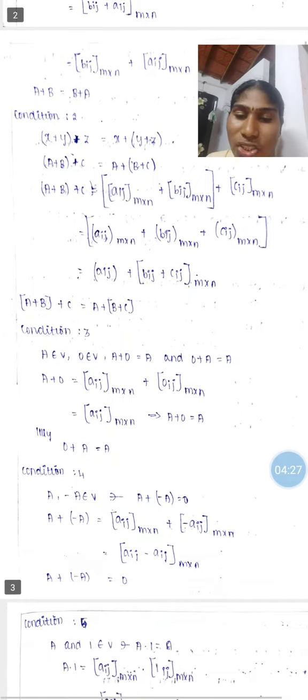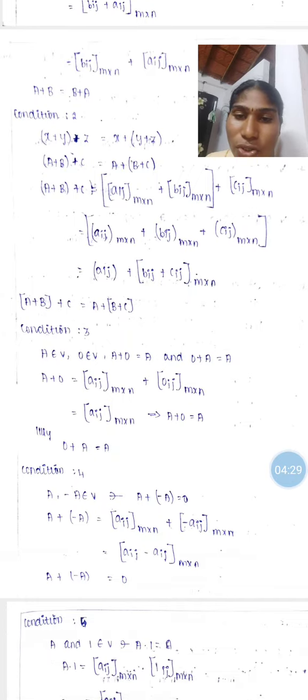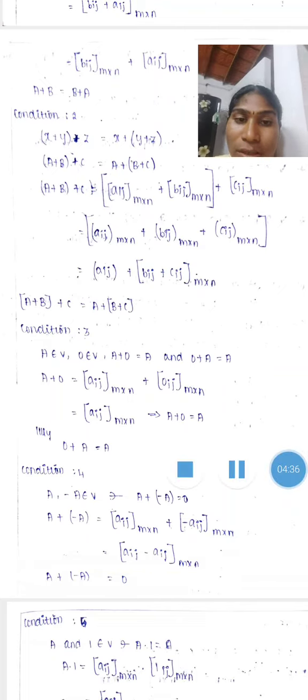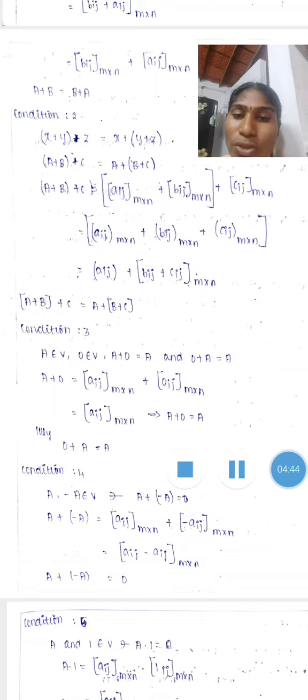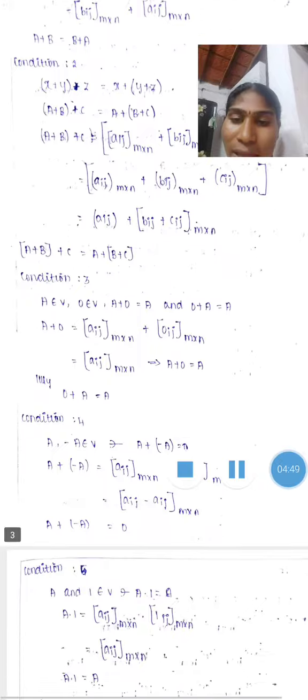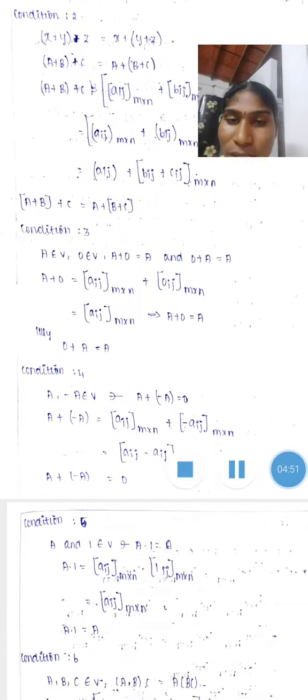And the next condition: A belongs to V, 0 belongs to V. So we prove A plus 0 is equal to A and 0 plus A is equal to A. So A plus 0 is equal to aij of m cross n, and 0 is defined by 0ij of m cross n. So capital A is aij of m cross n. So A plus 0 is equal to A. Similarly 0 plus A is equal to A.